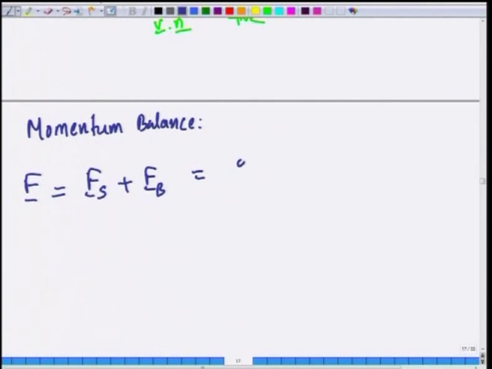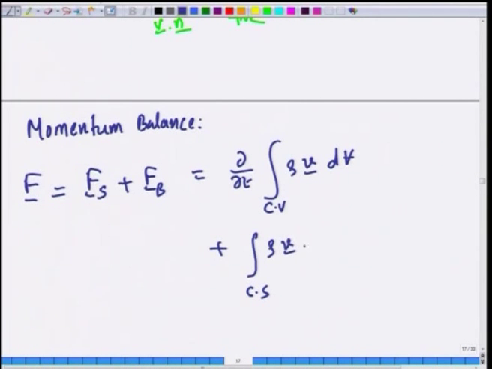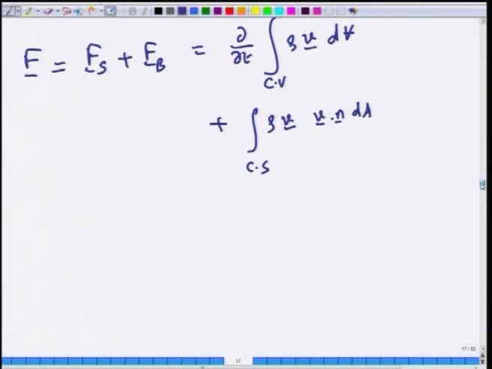So, this is equal to d/dt of the integral over the control volume of rho v dV. This is the time rate of change of momentum present in the control volume, plus the momentum influx and efflux due to flow, rho v, through the control surface. This is the momentum balance.